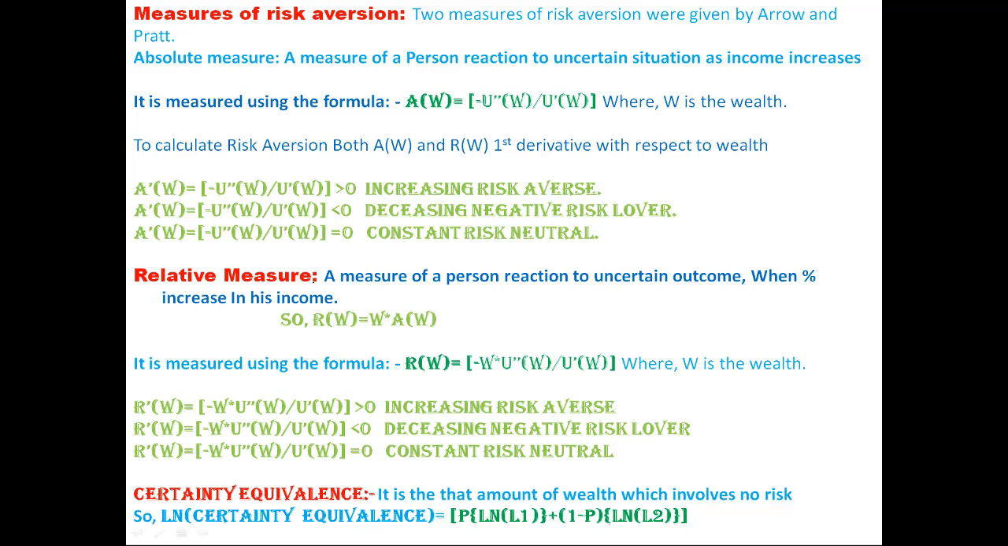So just think: absolute risk aversion is the second derivative divided by the first derivative. If we multiply it with initial wealth, then what we get is the relative risk aversion. So if as income increases, wealth put on risk asset decreases, then we will call it increasing risk aversion.